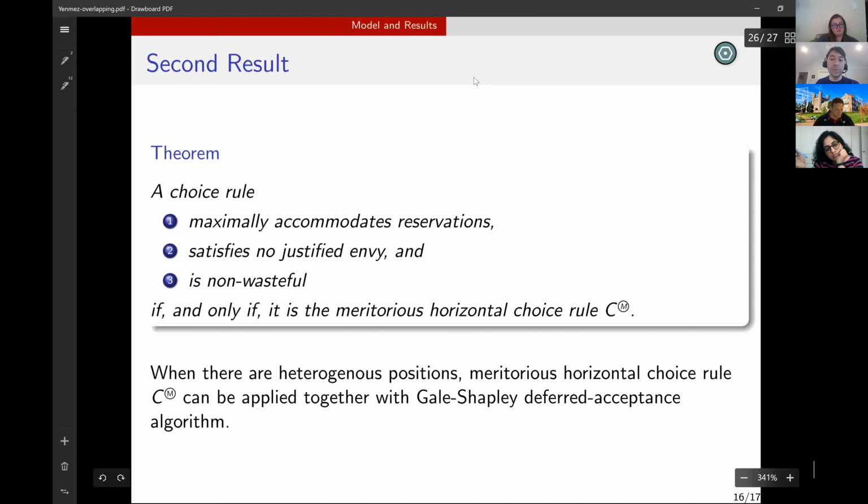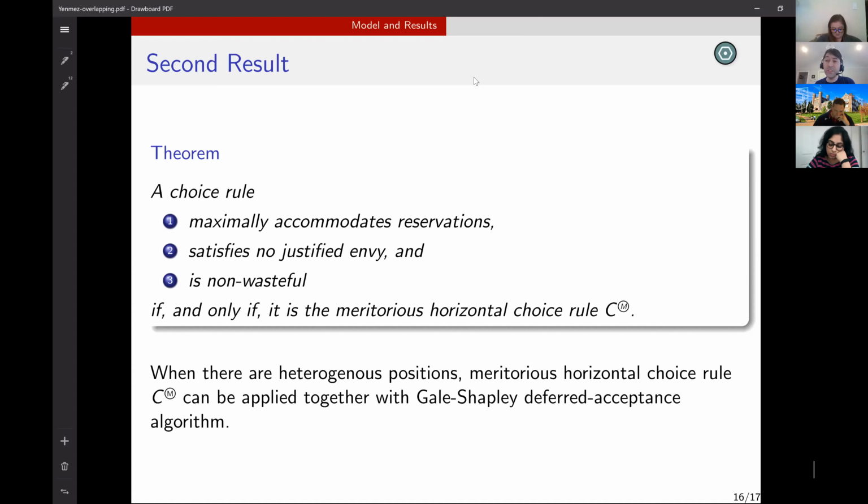Now, you can ask, and we have a little section in the paper, what happens if there are multiple institutions that have different positions? In that case, we think about these institutions having the meritorious horizontal choice rule and using the individual proposing deferred acceptance algorithm of Gale and Shapley, which is one of the main algorithms studied in the market design literature. So does it work well?